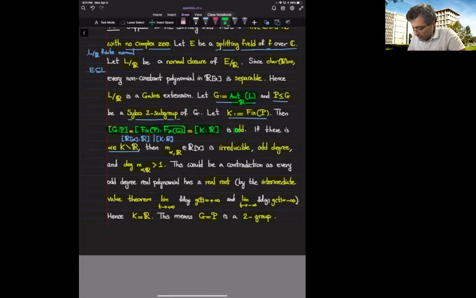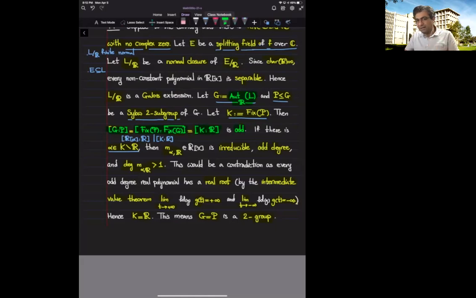Now, why is that relevant? You see, we use the Sylow 2-subgroup to get an odd degree extension of the real numbers. Why is odd relevant? Because when I give you an odd degree extension, all the intermediate subfields are going to be of odd degree as well. That means what?